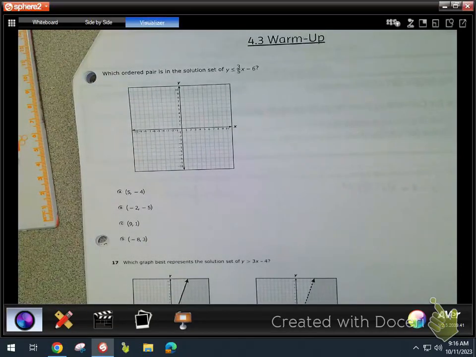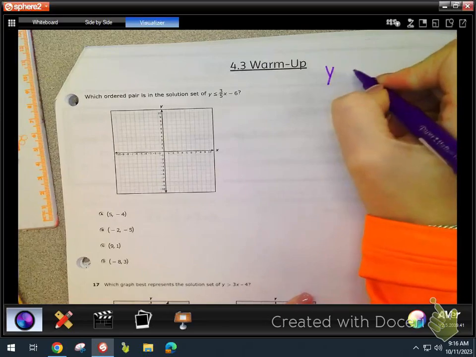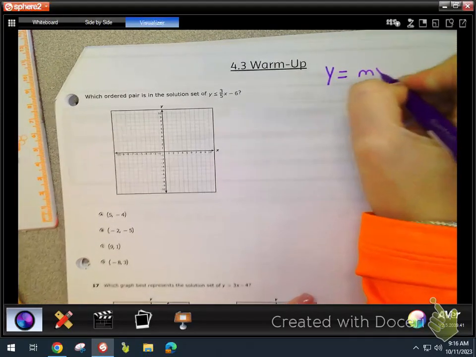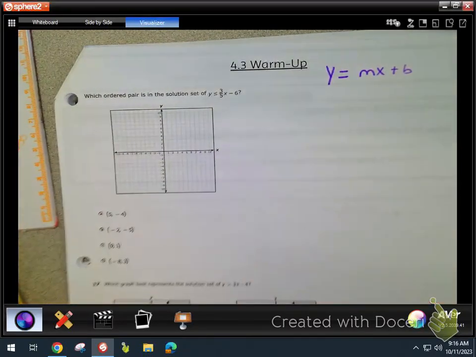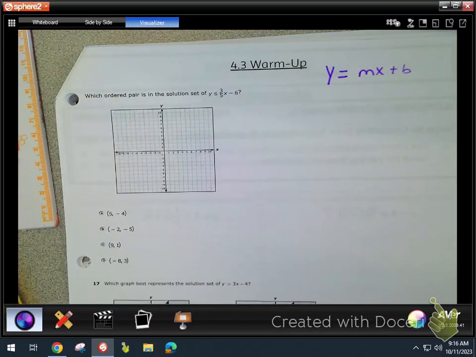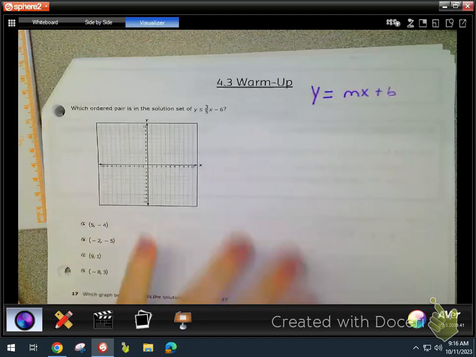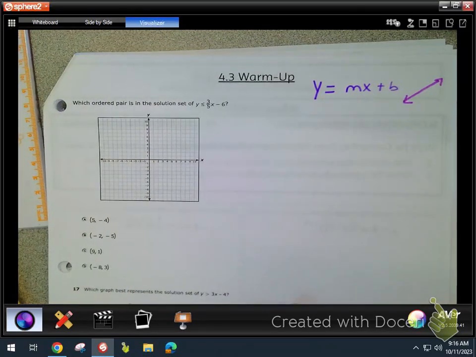Long weekend in between. But what we worked on the last couple classes was graphing equations and graphing inequalities. What's the difference between an equation and an inequality? If it's an equation, it's going to say what? It has an equal sign, mx plus b. And equations are only going to make what kind of lines? Equations are just going to be solid lines. And that's it. Increasing, decreasing, whatever.